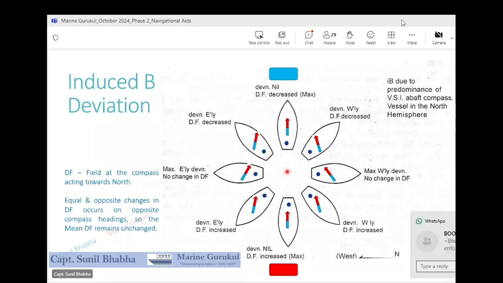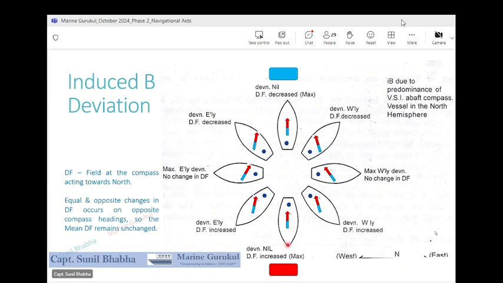Now, how does this induced B affect the directive force? You see, with the ship heading in the northerly direction, this blue pole of the funnel is opposing the south pole, which is of red polarity. The south pole of the Earth is of red polarity. The pole on the funnel is blue polarity. So with these poles having opposite polarity, it reduces the directive force.